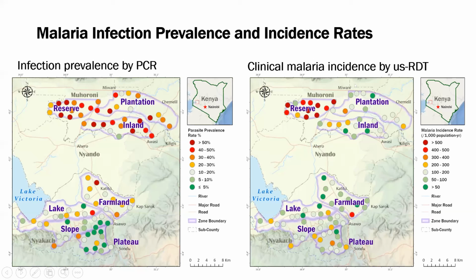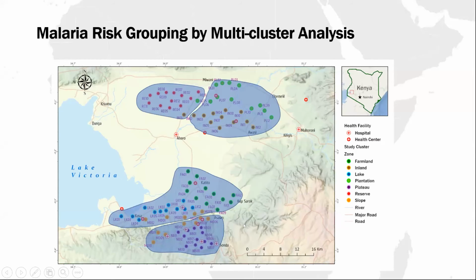And you can see also for incidence by ultrasensitive RDT, we also have the same scenario whereby the Nyakach site has lower incidence compared to the Muhoroni sub-county. So by doing multi-cluster analysis, we were able to group these 7 zones into 4 malaria risk groups, with this area, with the plateau and the slope having the lowest risk, and this area with the reserve and part of the inland showing highest risk of malaria infection.